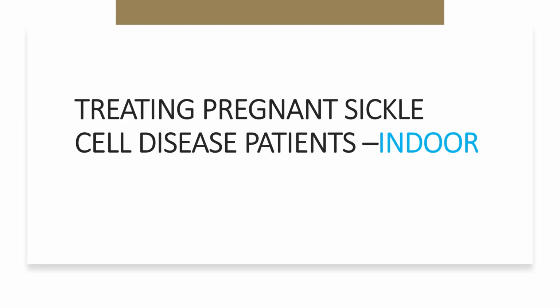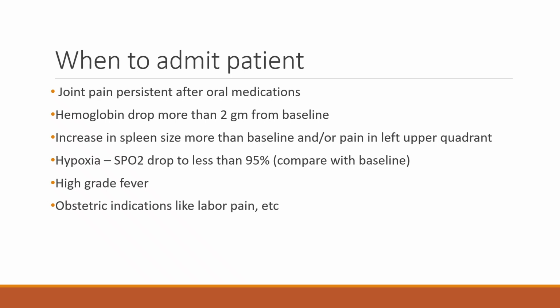Moving on to treating patients with sickle cell disease in an indoor situation. So now let's talk about when to admit the patient. If the patient has persistent joint pain even after oral medication, a hemoglobin drop of more than 2 grams from baseline, increase in spleen size more than the baseline, or if there is pain in the left upper quadrant. If there is any hypoxia, SpO2 drop less than 95%, if there is high-grade fever, and of course, you also admit the patient for obstetric indications like labor pain, etc.